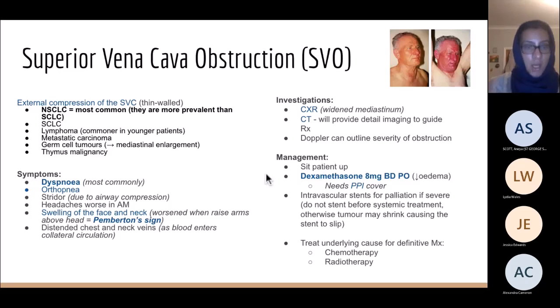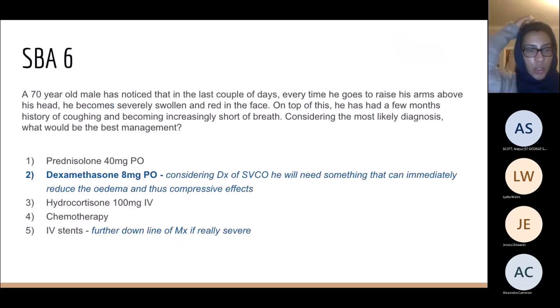You want to get them to sit up to relieve pressure on their superior vena cava. The first thing that you actually want to do is give them steroids. Now, I know some of you chose IV hydrocortisone. To be honest with you, when it comes to IV and oral steroids, the impact is actually the same. Giving someone steroids IV is really no different to giving someone oral steroids.